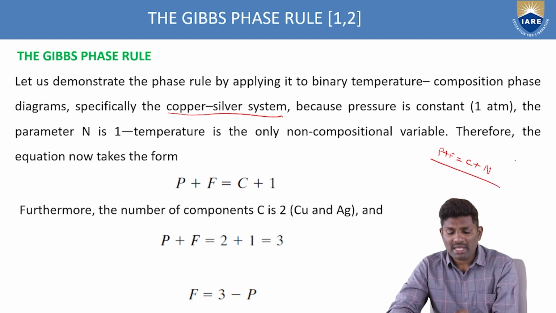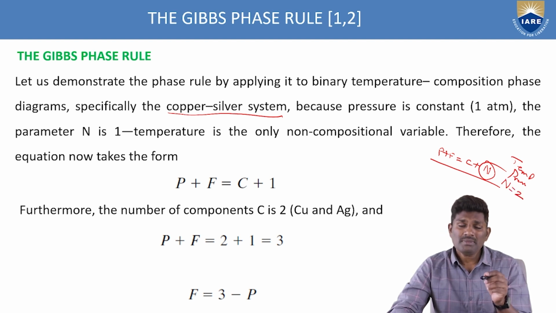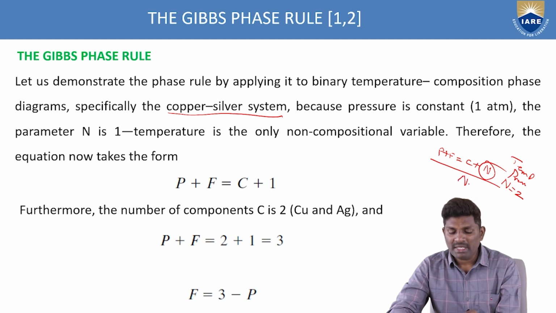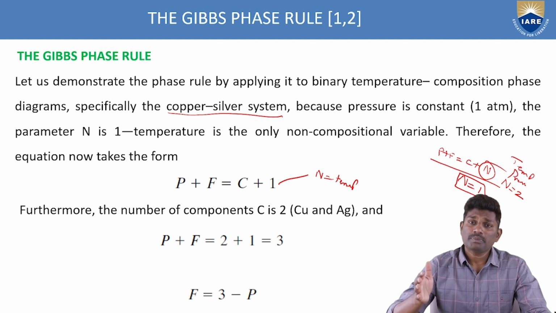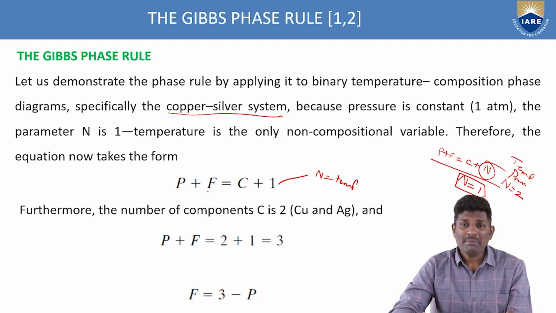So the N value we are taking as temperature and pressure. But pressure is a constant value. That's why this N value would actually be 2. But since the pressure variable is constant here, we are taking N as 1, that is the temperature. So what we are getting here is P plus F equal to C plus 1.